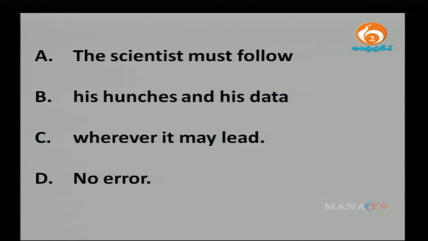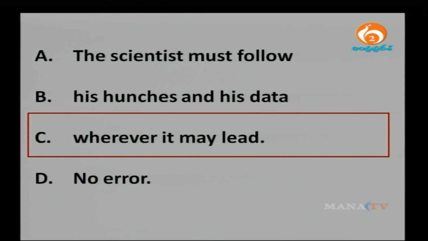The scientist must follow his hunches and his data wherever it may lead. Hunches means a gut feeling. The correct answer is C, wherever it may lead to. So "to" is missing here. The scientist must follow his hunches and his data wherever it may lead to.